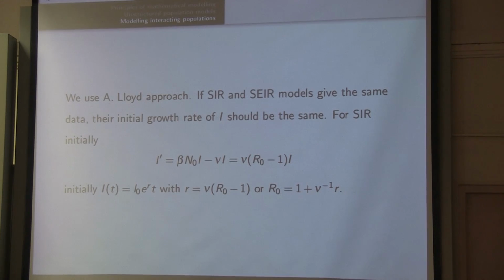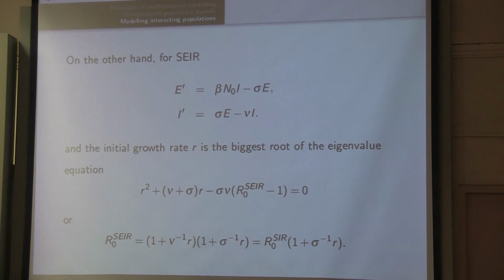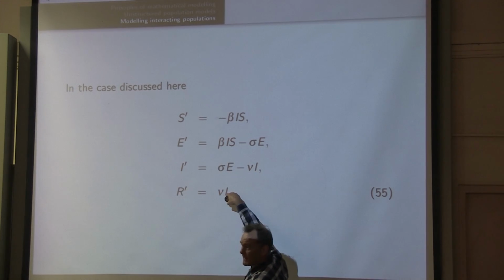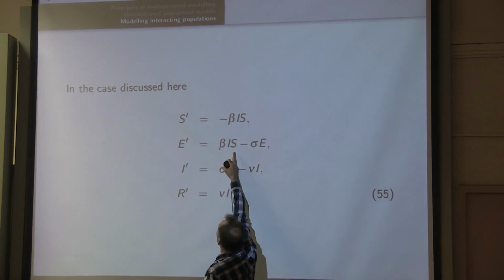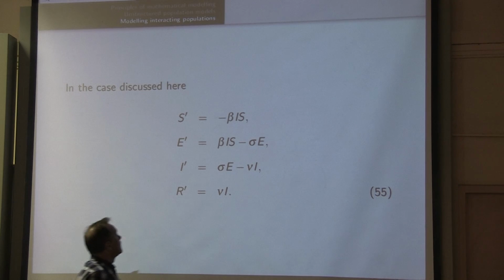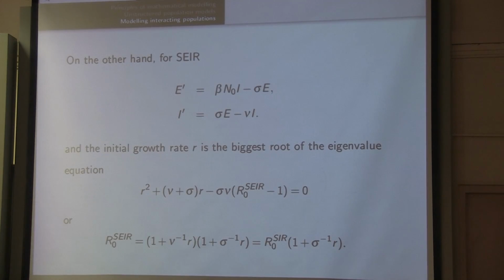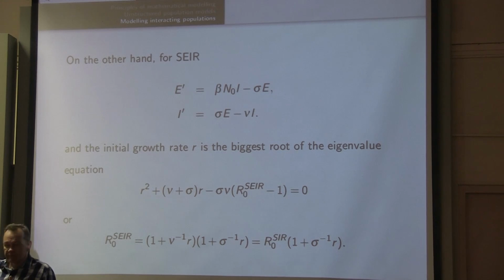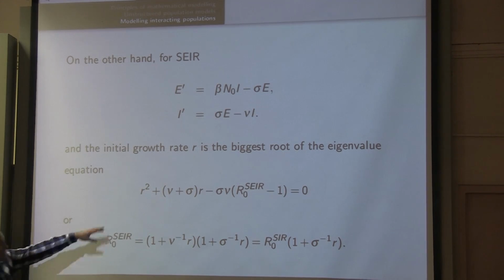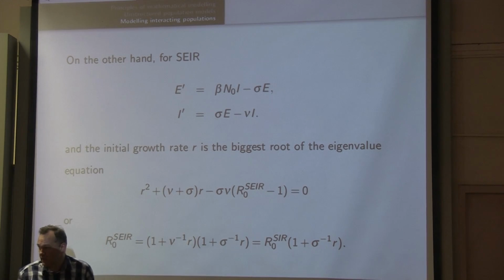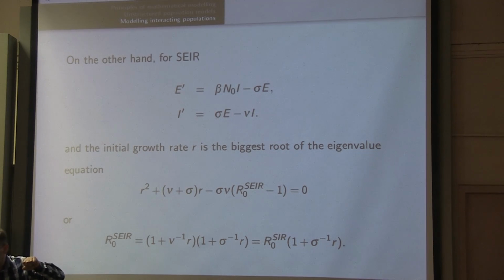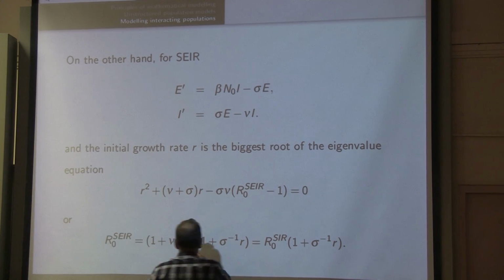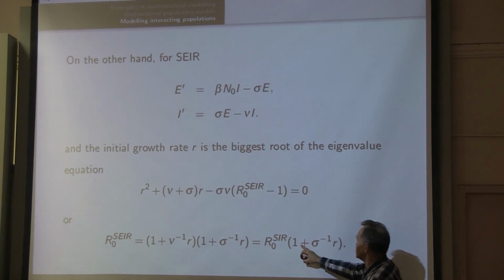You can do the same for the SEIR model. It's a little bit more complicated, but you can do this. In the SEIR model, we must look at these two equations. This equation is redundant. So we look at these two equations and we replace S here by N0 as before. And then we obtain that r is the dominant eigenvalue. For those who remember what a dominant eigenvalue is, it is the biggest solution of this quadratic equation. And you can factorize this. You can calculate very nicely that R0 for the SEIR model is given by this formula. So it is actually R0 of the SIR model times 1 plus sigma.